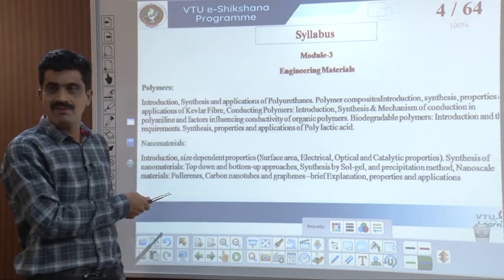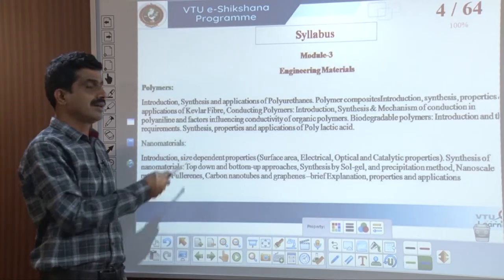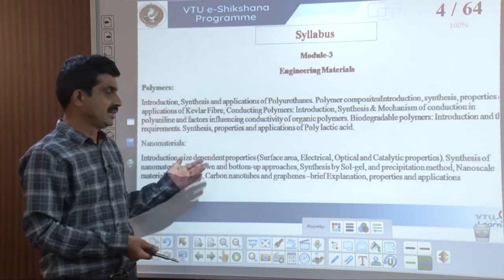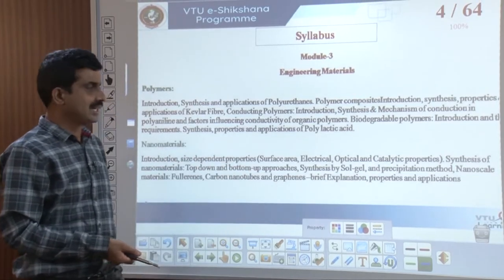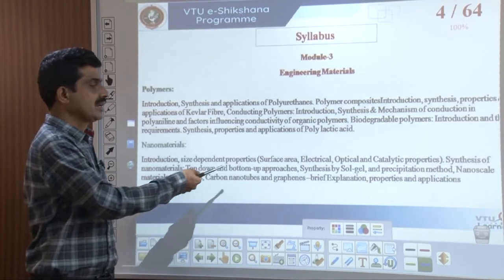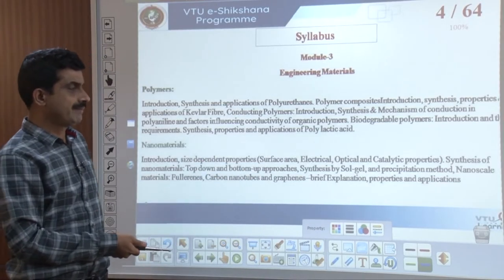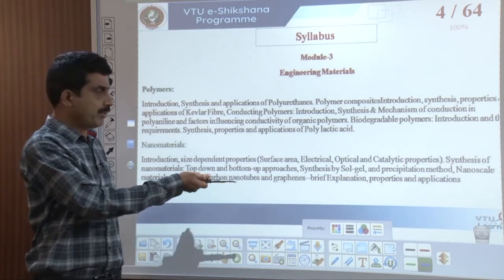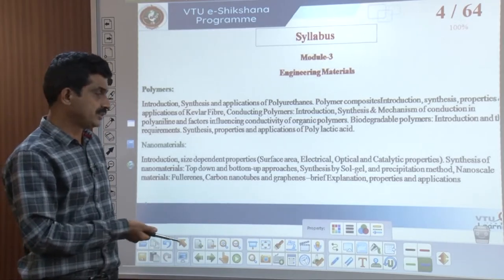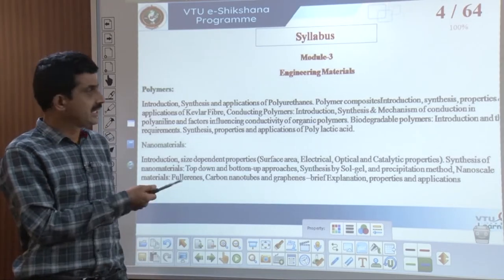Then one more chapter we have in module 3, nanomaterials, the meaning of nanomaterials, then size dependent properties, how the properties vary with size, surface area, electrical, optical and catalytic properties, synthesis of nanomaterials, there are different methods, these two methods we will be learning, sol gel and precipitation method, then certain very important nanoscale materials such as fullerenes, carbon nanotubes and graphenes. So their properties and applications we will be learning in module 3.